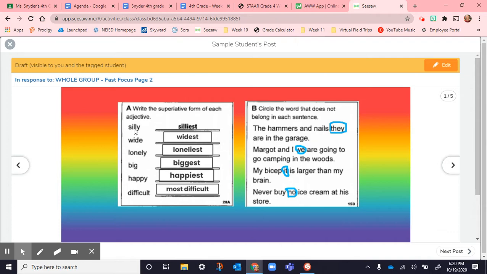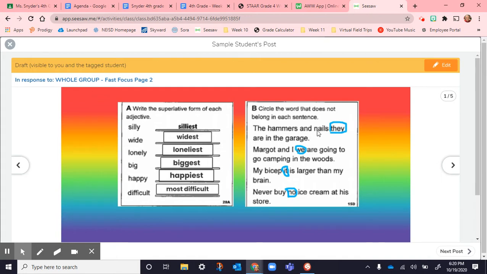All right, so wide turns into widest, lonely, loneliest, big turns into biggest, happy, happiest, and difficult, most difficult. Difficultest is not a word, so you tag that most onto the beginning. So this is superlative, the ones that are like out of all, like this is the top.